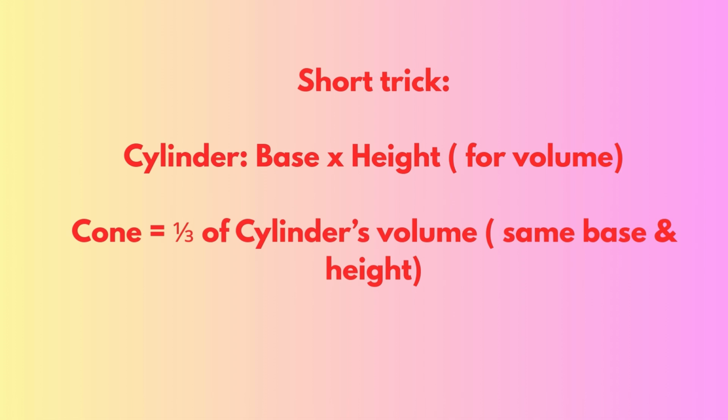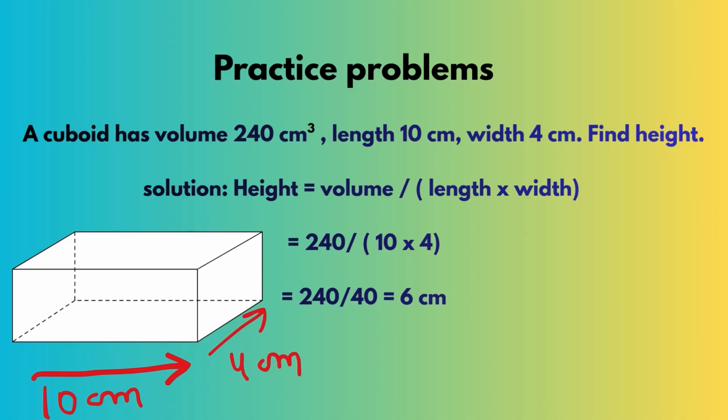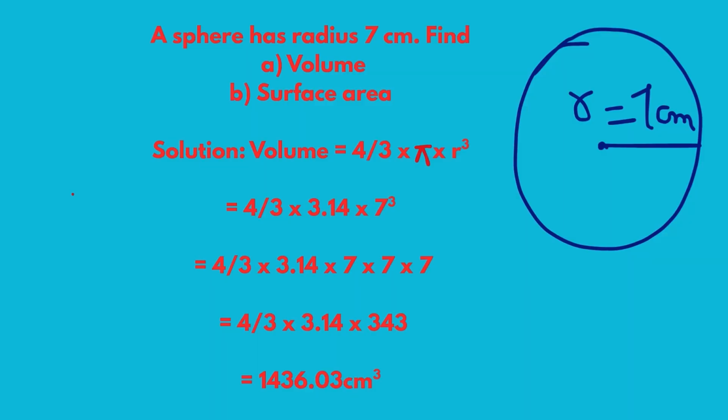Next, we have some practice problems here. We need to find the height of this cuboid. We are given the length and the width, and the volume is also given here. So we need to find only the height. Just put in the formula of the cuboid's volume, and we will find the height of this cuboid. Okay, try it by yourself.